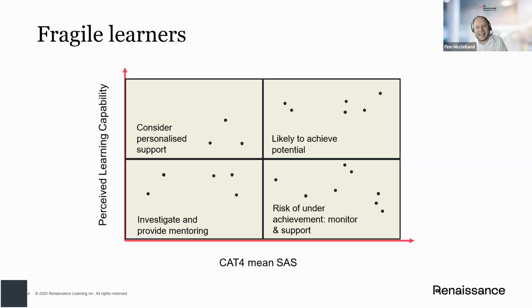Learners that perceive themselves as less capable than their CAT4 results indicate, so their CAT4 scores are suggesting that they have got the natural ability to achieve and to succeed. However, their perceived learning capability is showing that they really do not have that self-belief. These are the students we would consider as fragile. And these are the students who are certainly worth monitoring to ensure that their lower than reality self-perception does not become a barrier to success. These are our successful learners, a bit like Daniel in the case study we looked at for PASS a little earlier.